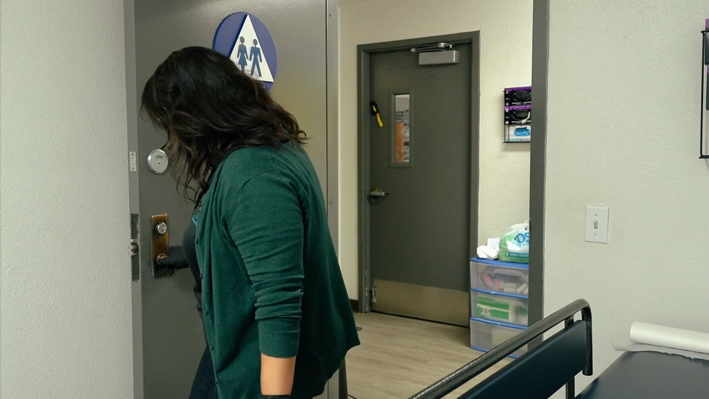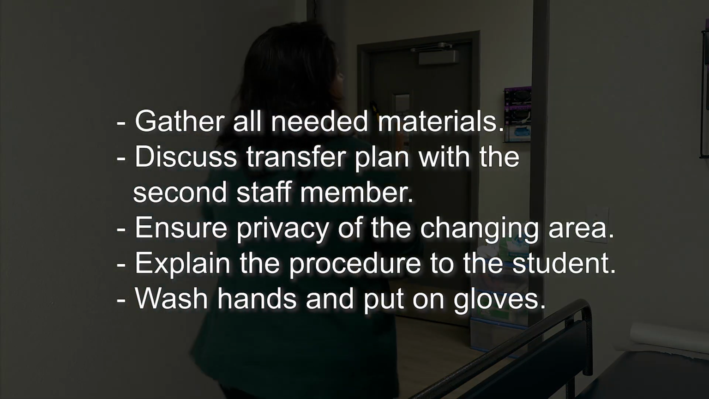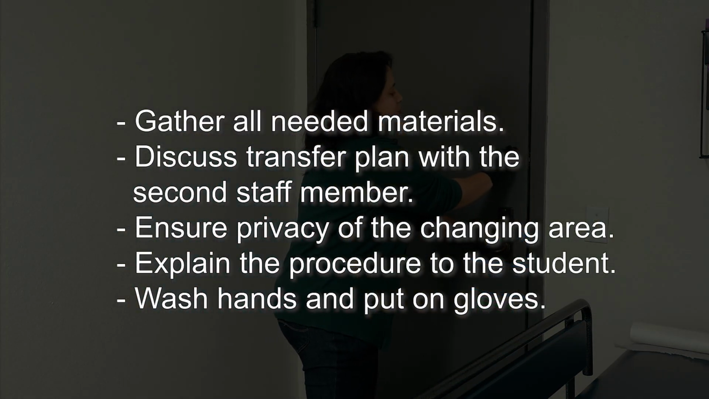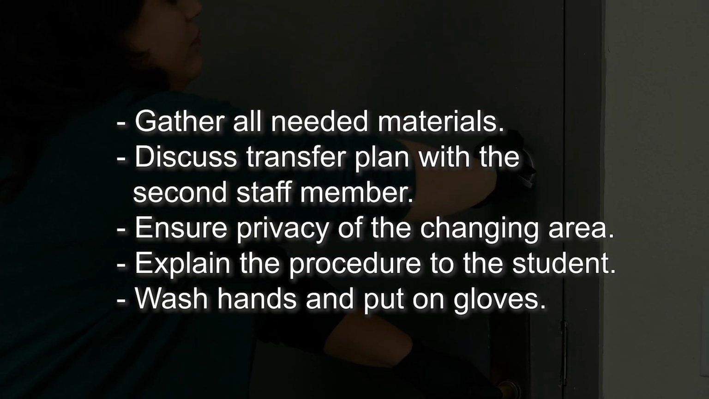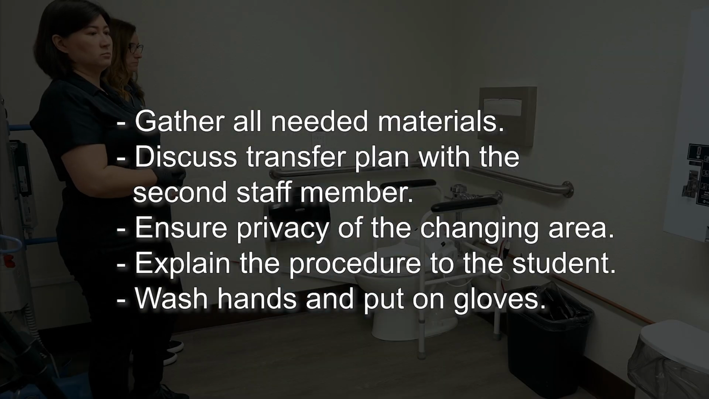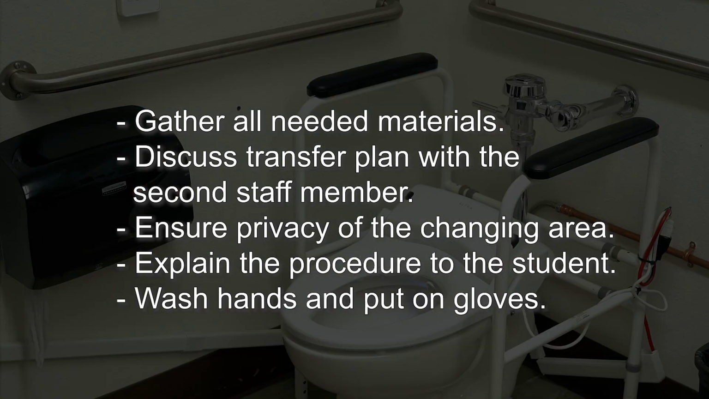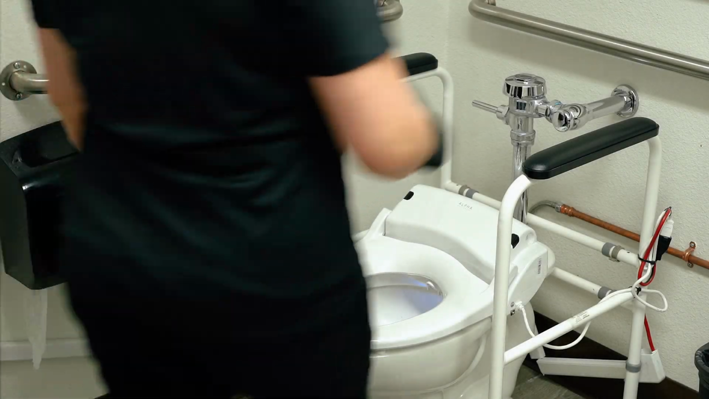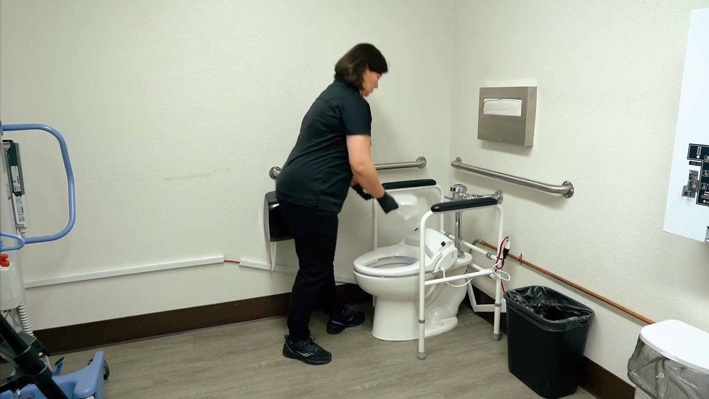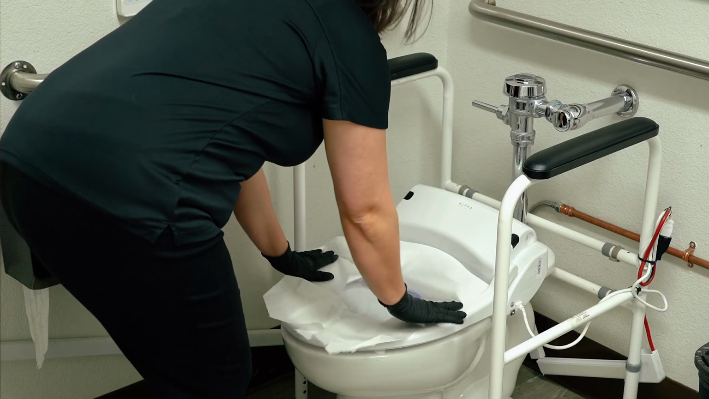Toileting procedure. Gather all needed materials. Discuss the transfer plan with a secondary staff member if the student requires one. Ensure privacy of the changing area. Explain the procedure to the student. Wash hands and put on gloves. Place the toilet seat protector on the toilet seat.